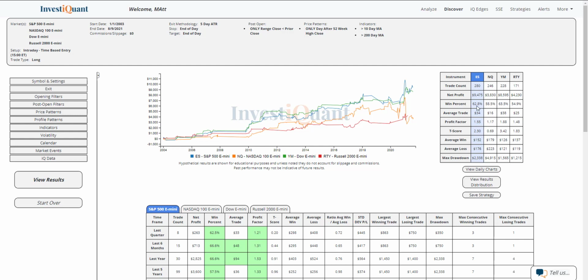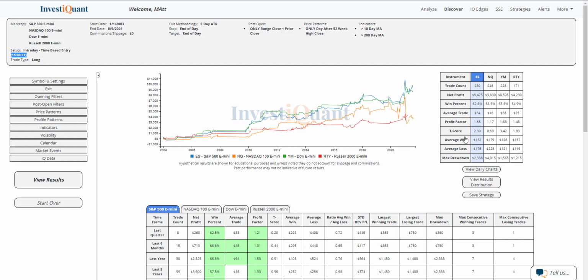And win rates on these are all slanted towards the upside. So if you look at the S&P, it's coming in at 63%, the Nasdaq 59%, the Dow 64%, and the Russell 55%. And these win rates are telling you what percentage of these have closed above that 3 p.m. price, since that's the time of the entry here.